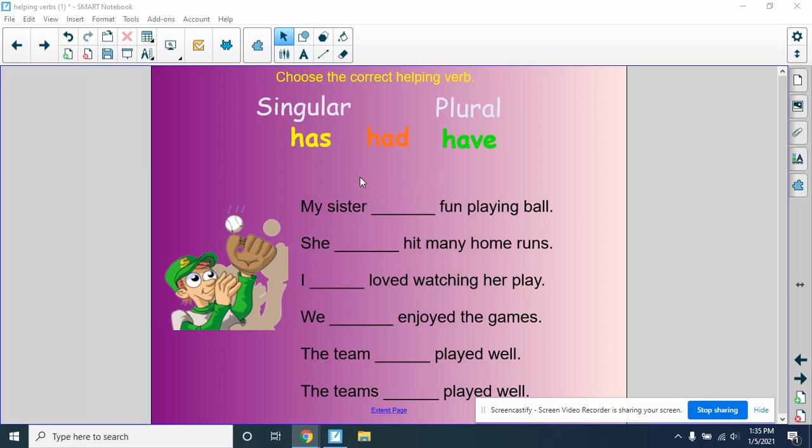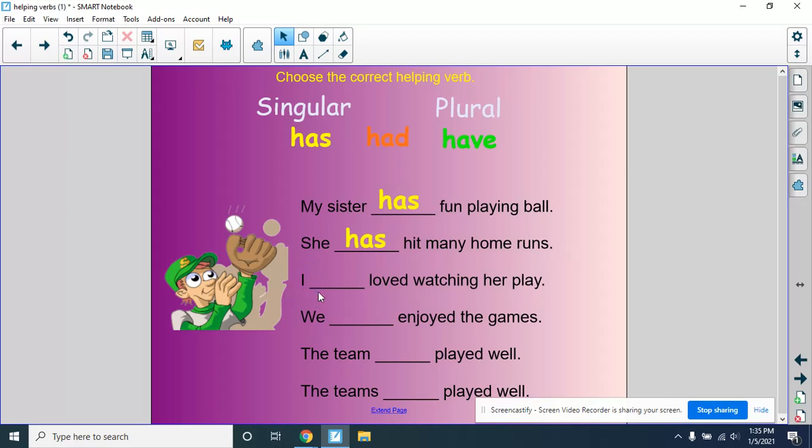Okay? So I'm going to put these helping verbs into the sentences as we go along here, and compare it to the subject of the sentence. So in the first one, my sister, blank, fun playing ball. My sister is a singular subject, so in that case, I have to use the helping verb has. She is a singular pronoun, so I have to use has. Has hit many home runs.